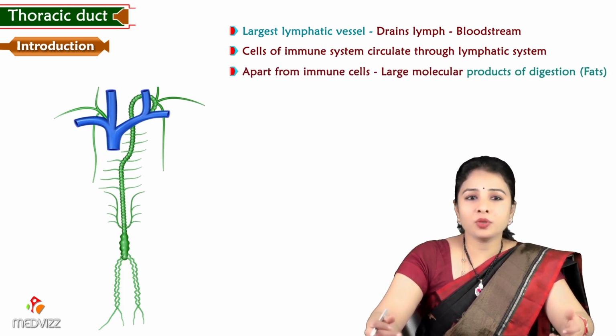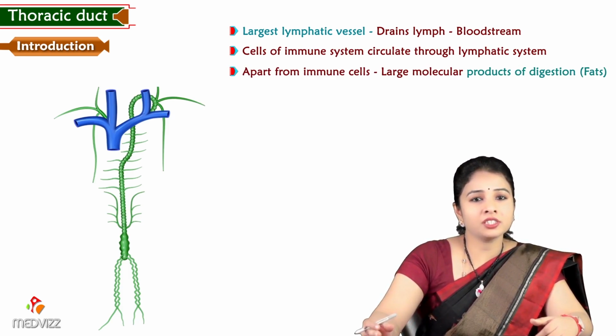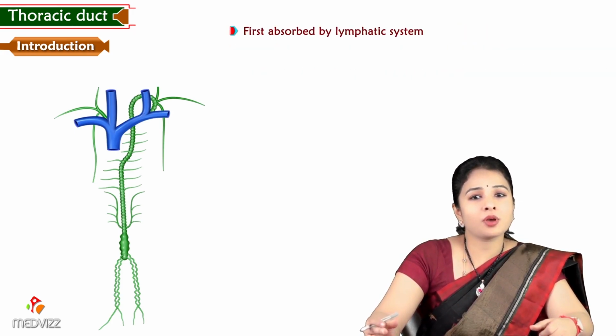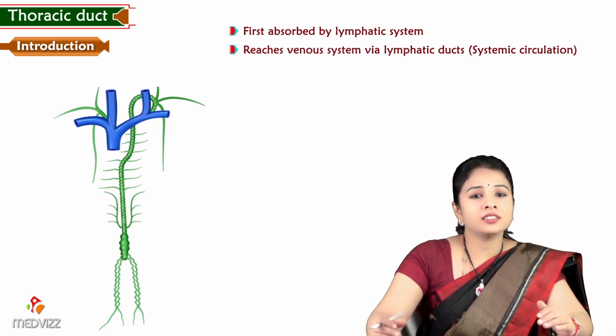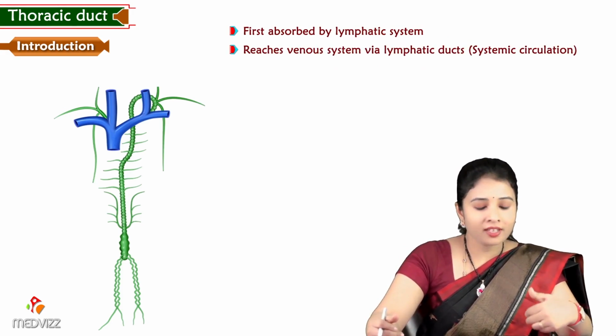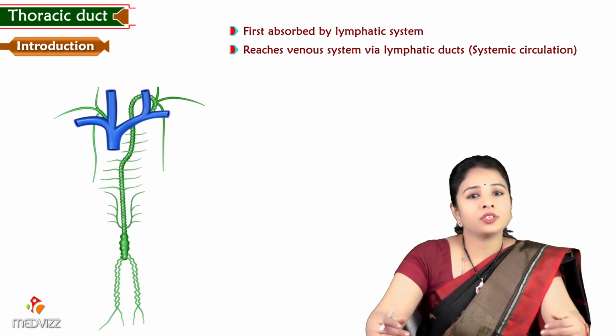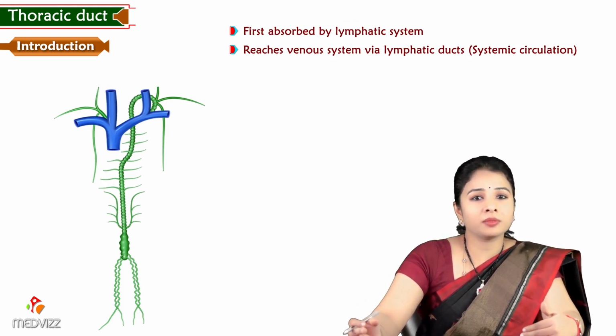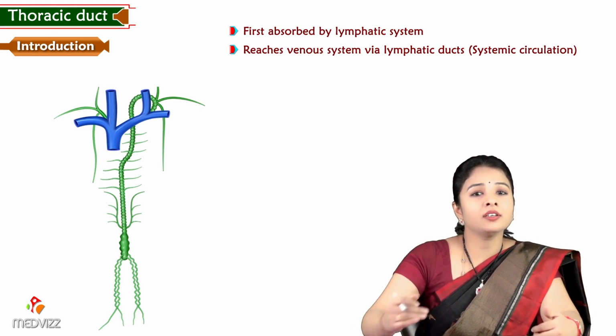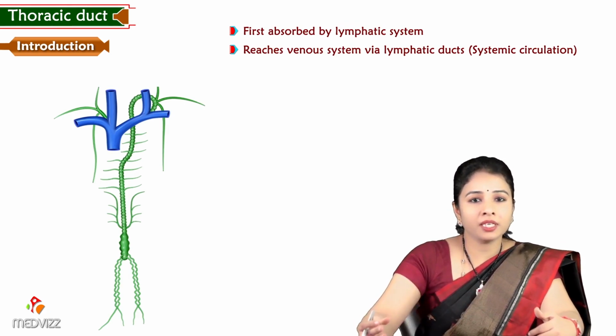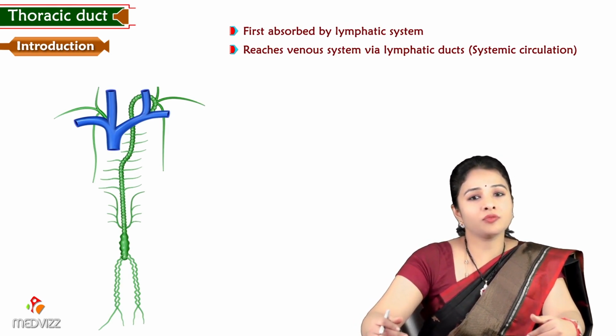And apart from immune cells, the large macromolecules which are the end products of digestion, like lipids, means the fat molecules, are first absorbed by the lymphatic system and then reach the venous system via the lymphatic ducts. So the venous system is the systemic circulation where the lymphatic duct finally terminates.